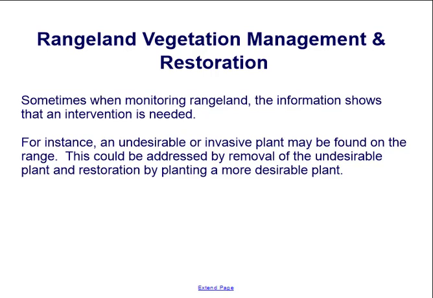Rangeland vegetation management and restoration. Sometimes when monitoring rangeland, the information shows that an intervention is needed. For instance, an undesirable or invasive plant may be found on the range. This could be addressed by removal of the undesirable plant and restoration by planting a more desirable plant.